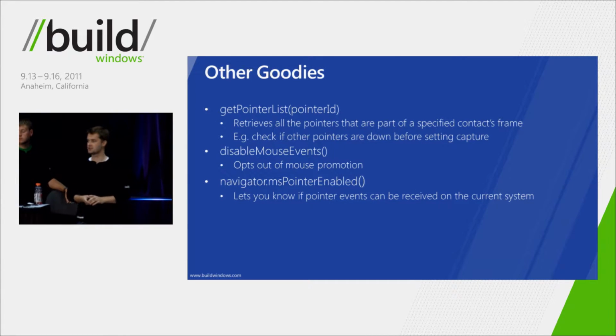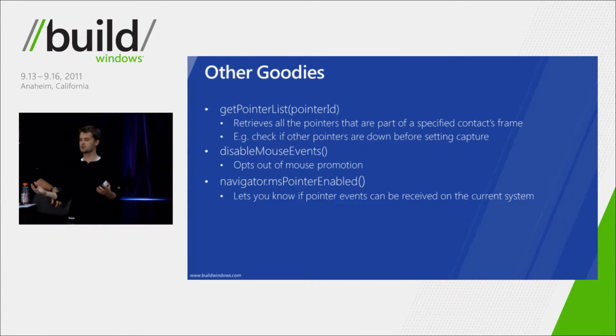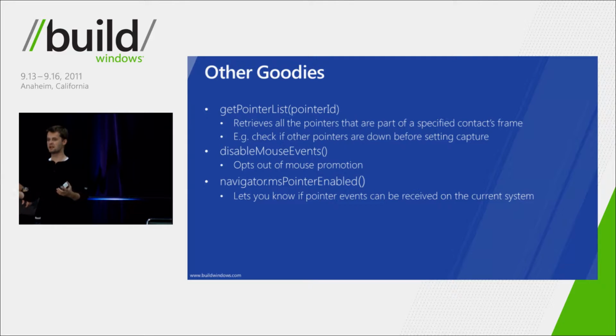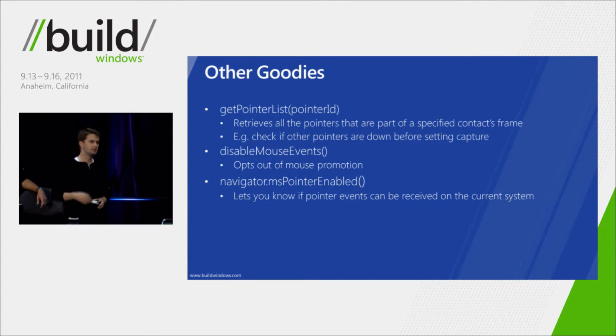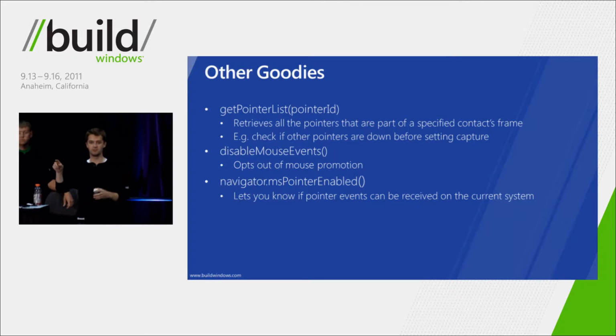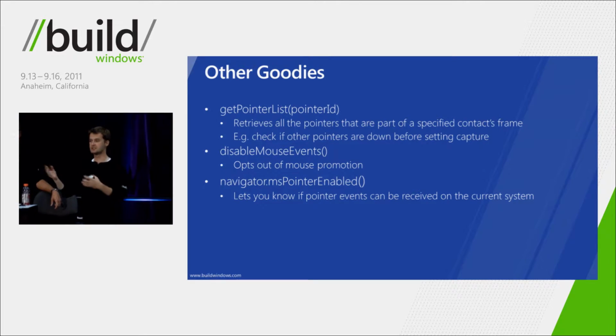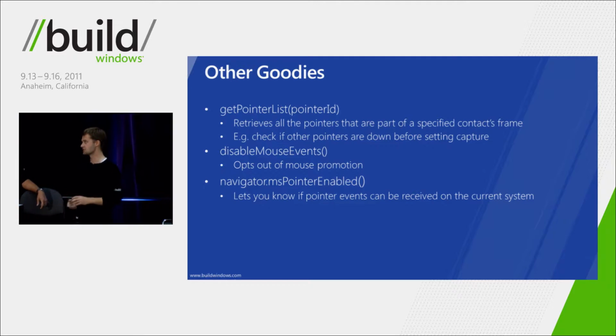getPointerList lets you retrieve the set of all pointers that are currently active and in detection by the system. There's a couple of scenarios where you might use this. One is maybe you have a button, but you don't want that button to take effect if somebody's doing something else in your app. Like maybe in the inking app, I don't want to be able to change the color of my ink while I'm actively inking. I can call getPointerList when somebody taps on one of the buttons to change the color of the ink and see if there are other pointers down in my inking surface.